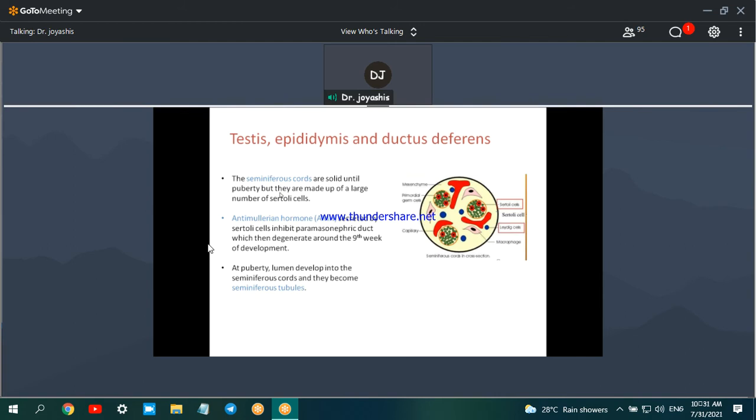So the seminiferous cords are solid until puberty, but they are made up of a large number of Sertoli cells. So to develop the testes fully, puberty is required. Antimullerian hormone, secreted by Sertoli cells, inhibits the paramesonephric duct, which then degenerates around the 9th week of development. This is the Sertoli cell. These are the seminiferous cords in cross section, and these are primordial germ cells.